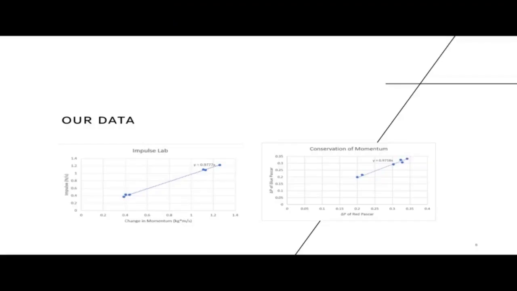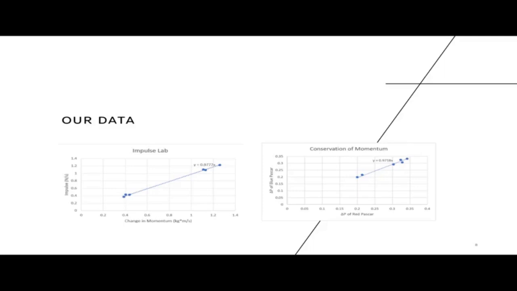So our data, what we were trying to prove was the conservation of momentum. You can see that we graphed impulse on the y-axis versus the change in momentum on the x-axis. We had about a 3.3% error, as our slope is 0.977, which means we were pretty close to showing that the change in momentum is equal to the impulse.